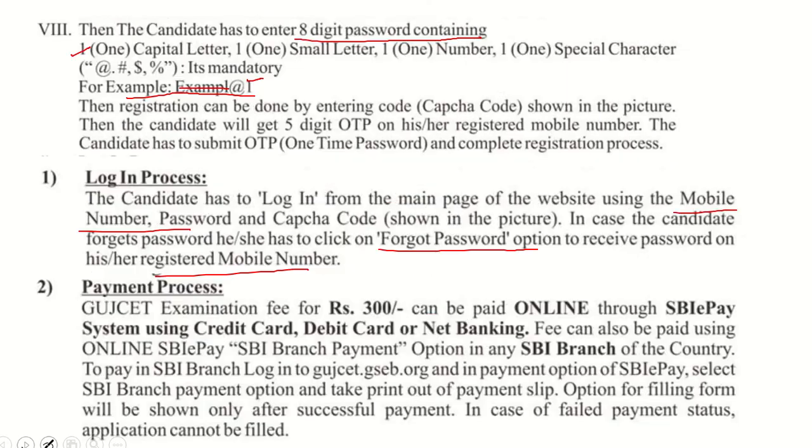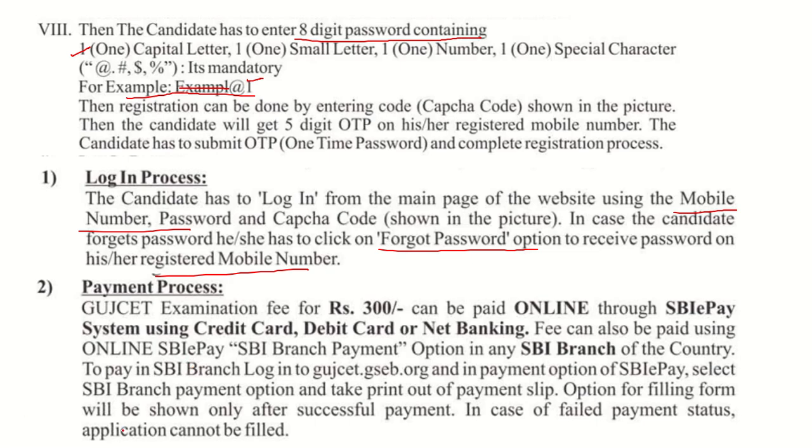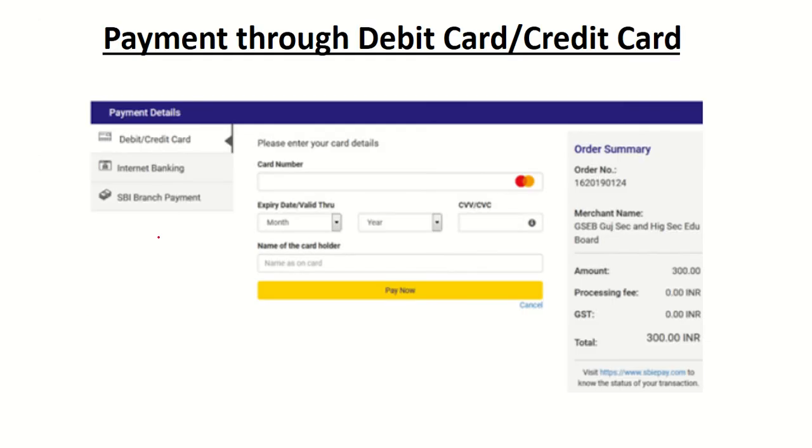Now let us move to the next point. Next one is the payment process, how you will be able to pay the fee. So first of all, the application fee is rupees 300. To pay the fee, you can use your credit card, debit card, net banking, and you can also pay the fee by visiting any SBI branch through challan. So now let us see what are the steps.